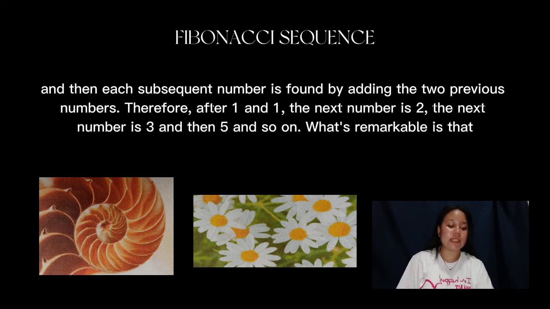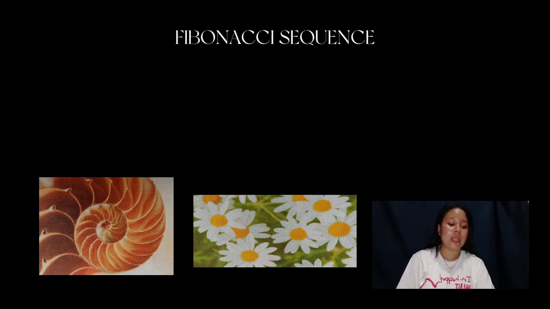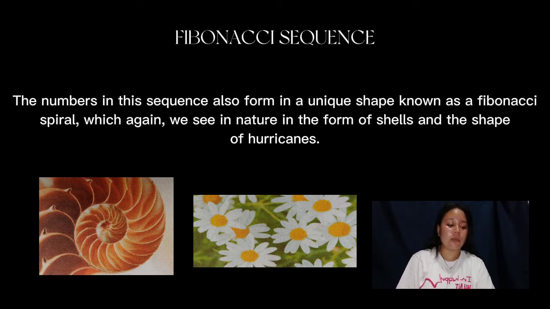What's remarkable is that the numbers in the sequence are often seen in nature. A few examples include the number of spirals in a pine cone, pineapple, or seeds in a sunflower, or the number of petals on a flower. The numbers in the sequence also form a unique shape known as a Fibonacci spiral, which again we can see in nature in the form of shells and the shape of hurricanes.